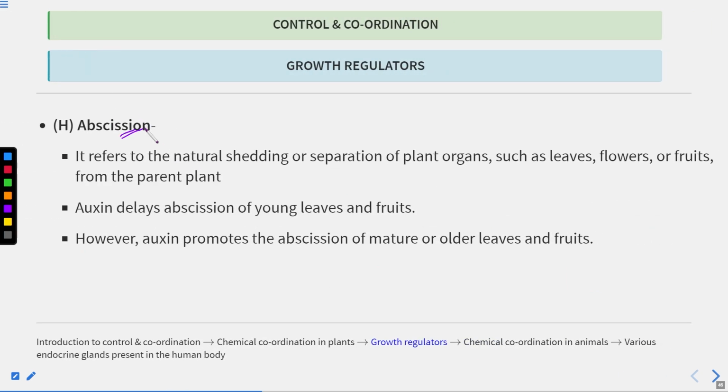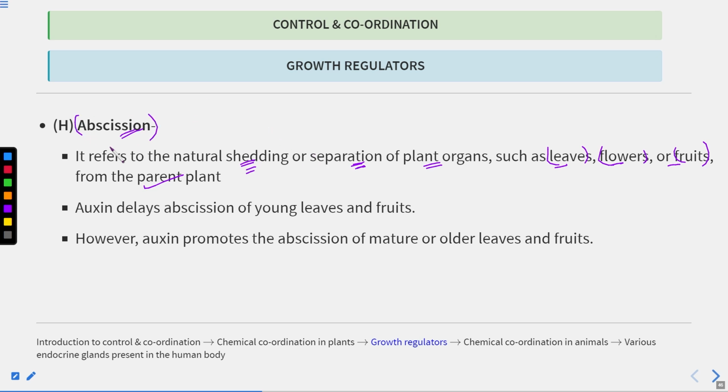Okay, now the next role is abscission. What is abscission first? Let's understand that. It refers to the natural shedding or the separation of the plant organs such as leaves, flowers, fruits from the parent plant. So you must have seen the mature leaves, the flowers as well as the fruit separate from the plant, and this phenomenon is known as shedding. So this shedding or separation is known as abscission.